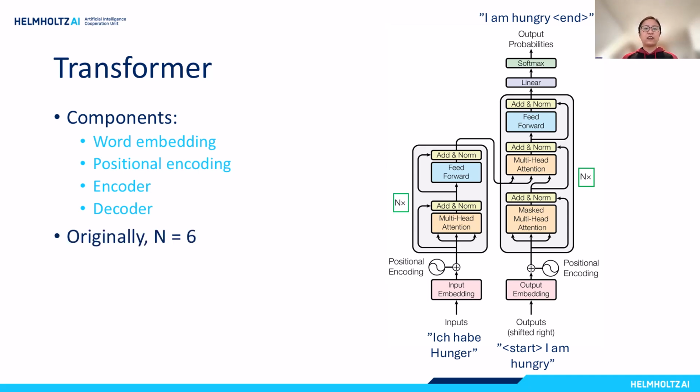In the original transformer paper, the number of encoder and decoder blocks n is equal to 6. However, technically, we can have different numbers of blocks between encoder and decoder, and we can also have different n to have a shallower or deeper transformer.